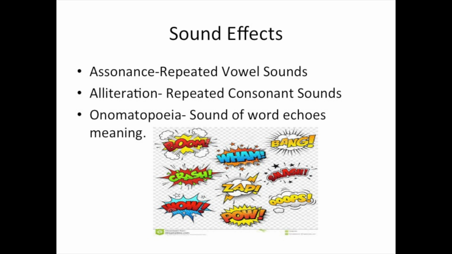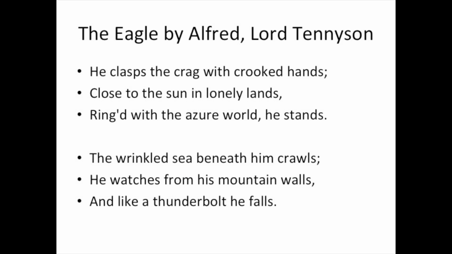The final consideration then is any sound effects that the poet may have used. For example, assonance, which is repetition of vowel sounds, alliteration, which is repeated consonant sounds, or onomatopoeia, which is where the sound of the word used echoes what the word means. Now, to apply these stilts, we're going to look at a poem, The Eagle by Lord Tennyson.